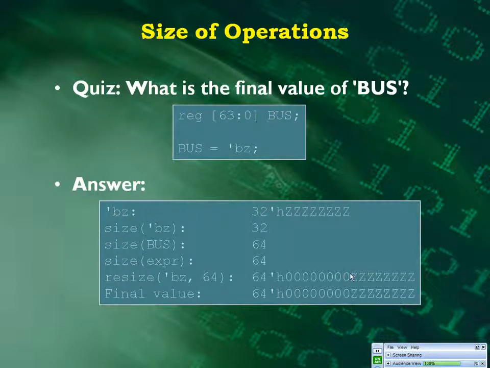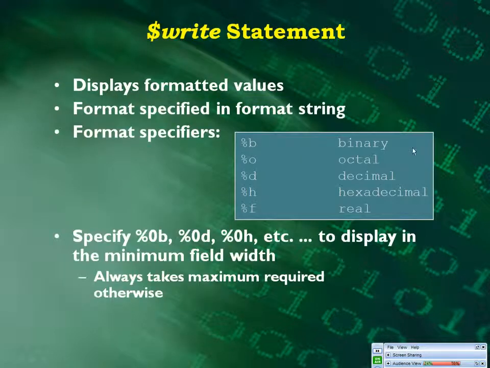So the important thing here is to refer to that table. Just remember that when you do operations, they have size associated with them, and to go and refer to that table. Okay, now we're going to talk about something a little simpler, just a write statement. $write. There are a lot of $ statements that you'll see as you get used to running Verilog, things that you can do, like in this case it displays the formatted values. And we can have different specifiers like binary, octal, decimal, hexadecimal, and real.